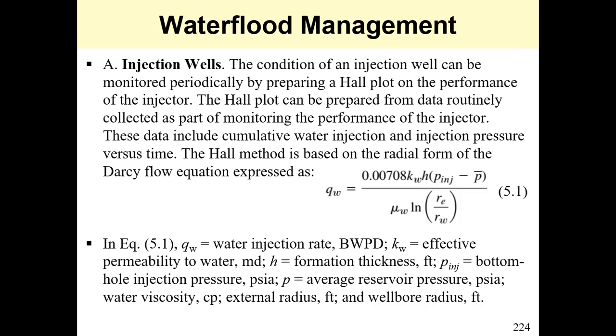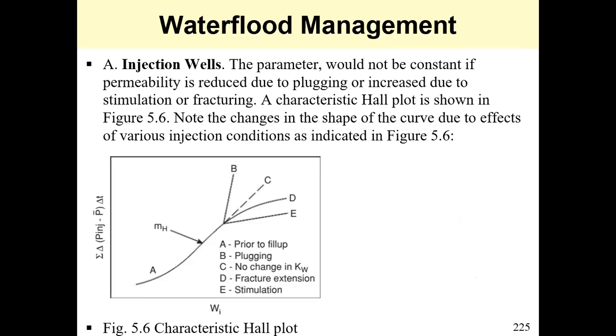In this course, you wouldn't be required to make the Hall plot, but it's still good for you to know what it's all about. So the method is based on the radial form of Darcy's equation, where instead of oil, most of these parameters are replaced with that of water. This is actually the Hall plot. So you see on the x-axis is your cumulative water injection. Here is the product of the difference between the injection pressure and the average pressure and time.